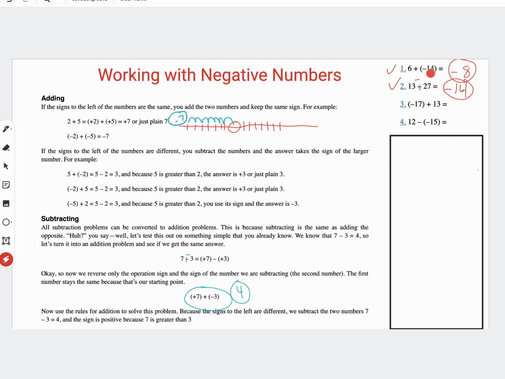Number 3, negative 17 plus 13. First we'll take away 13 from 17, leaving us with 4. And note that the larger number here, 17, is negative. Our answer is negative 4.